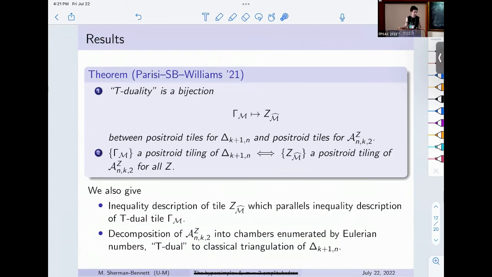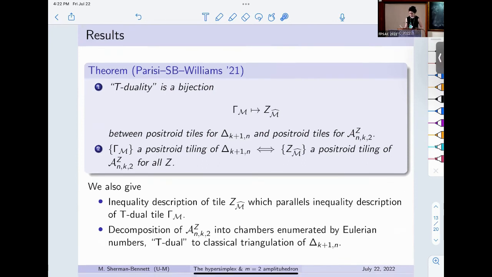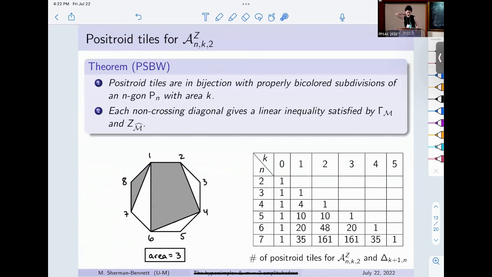Another thing we do is we beef up this mysterious connection between the amplituhedron and the hypersimplex by showing there's even a finer decomposition of the amplituhedron you can take, which is in some sense T-dual to a classical triangulation of the hypersimplex. But it's at the level of combinatorics, where we can match up the pieces in a very nice way. We still don't have a geometric map between the pieces. Okay, so let me take my last few minutes to try to tell you a bit more about these results, see how far I get.